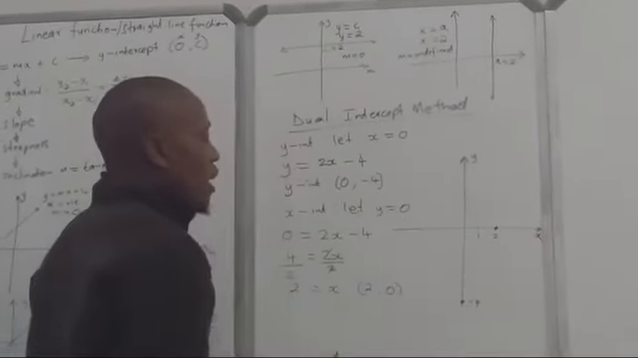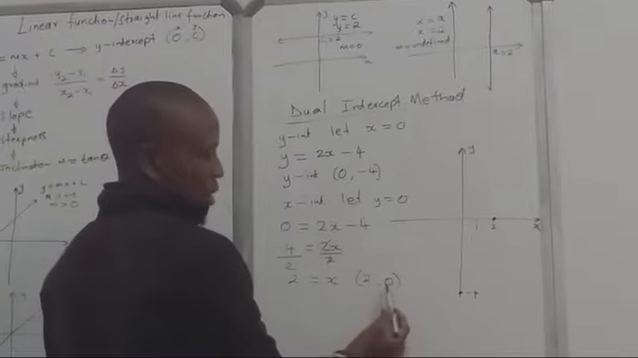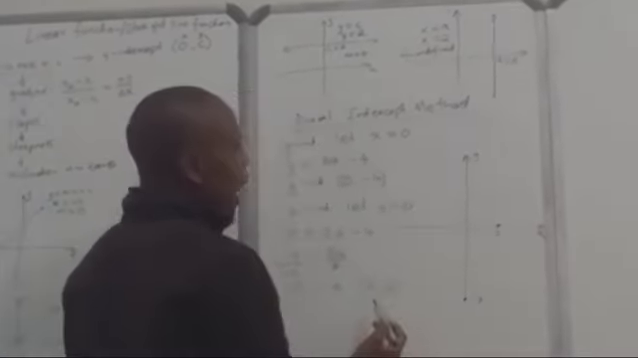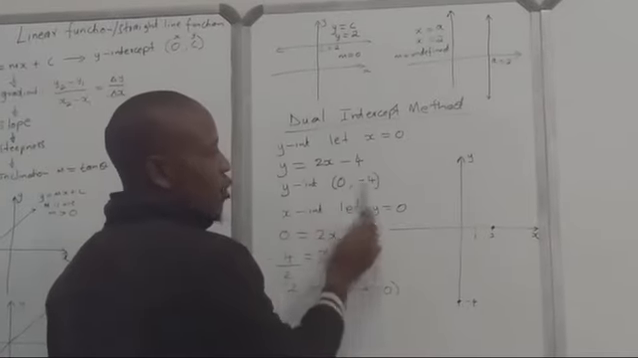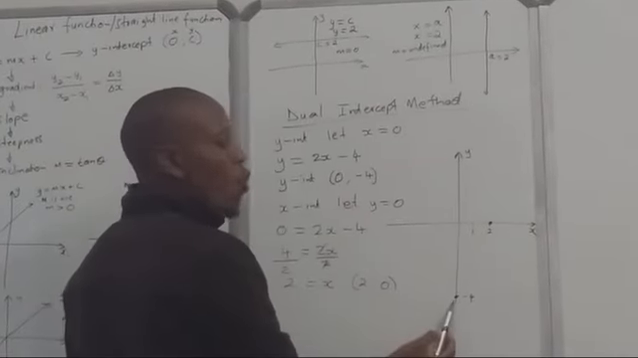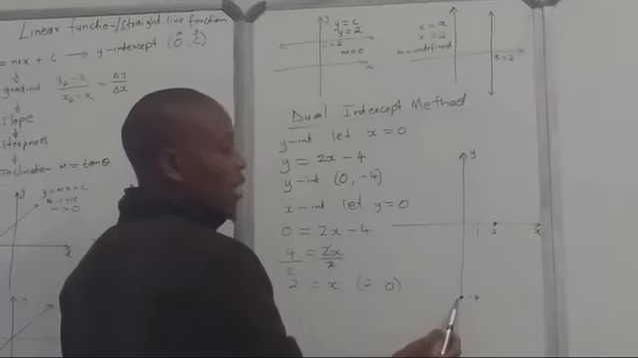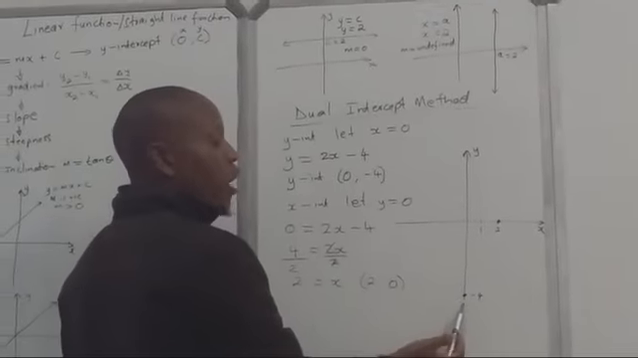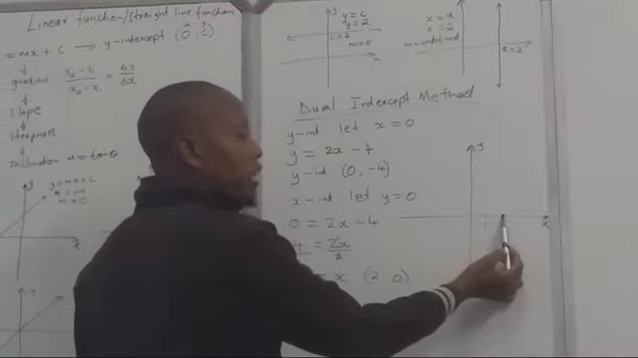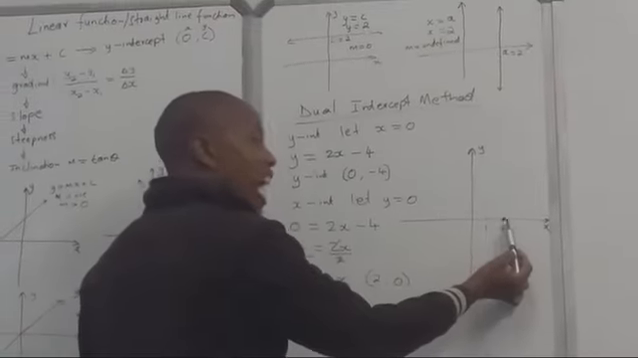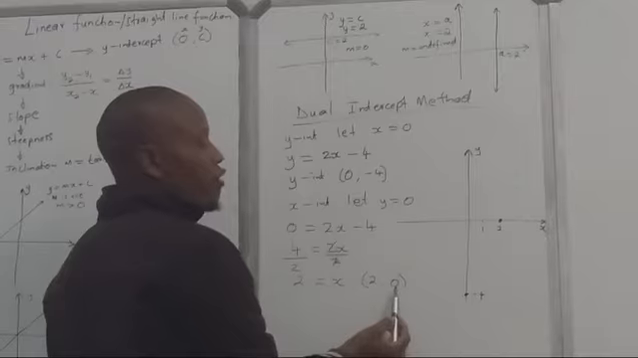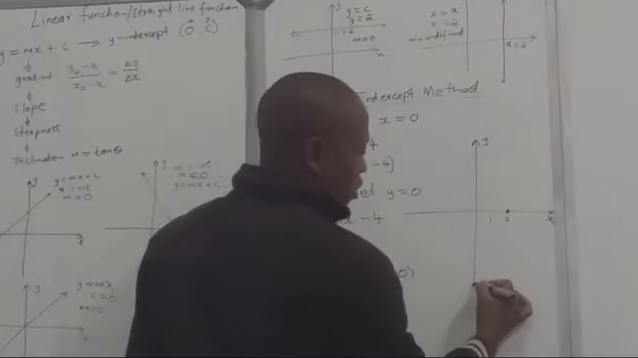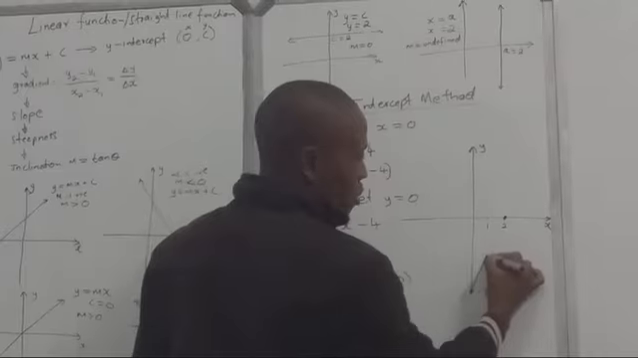Every time your y is 0, it will cut the x-axis. And every time your x is 0, it will cut the y-axis, exactly on the y-axis. Your point will be exactly on the y-axis. And your point here is exactly on the x-axis if your y is 0. That's important.